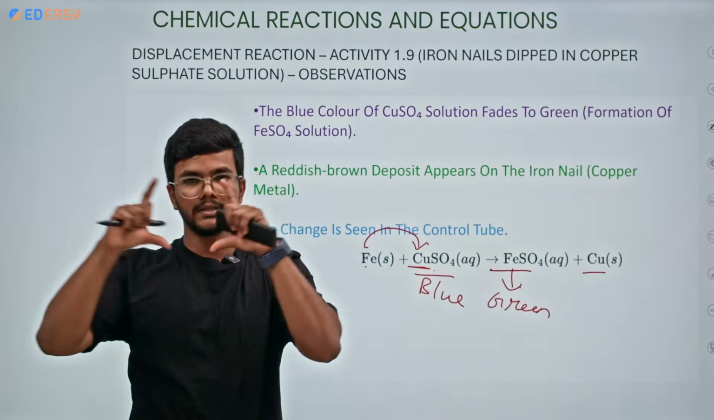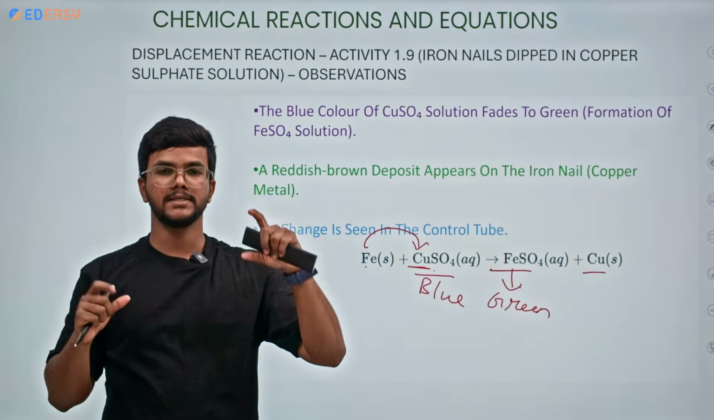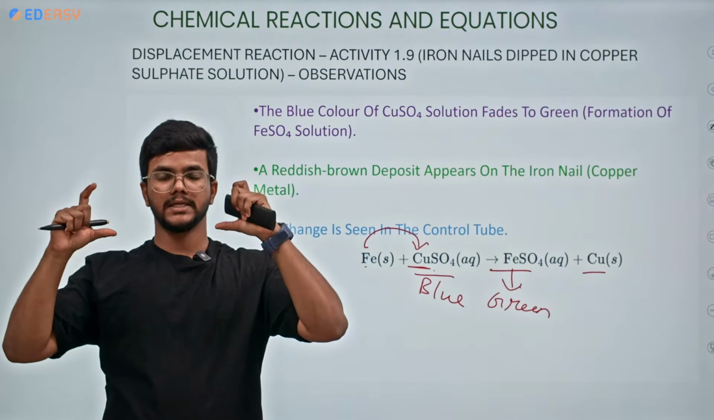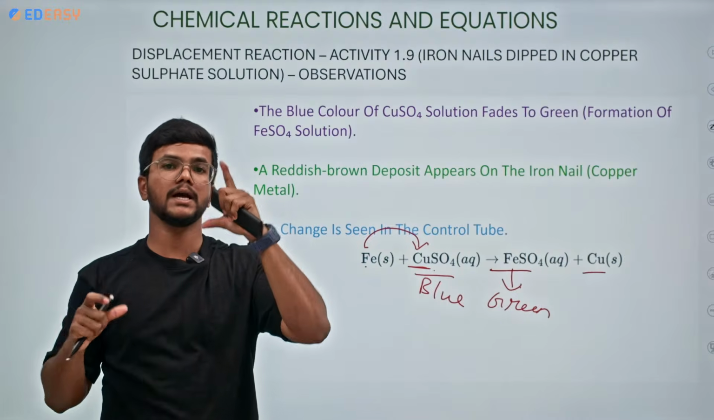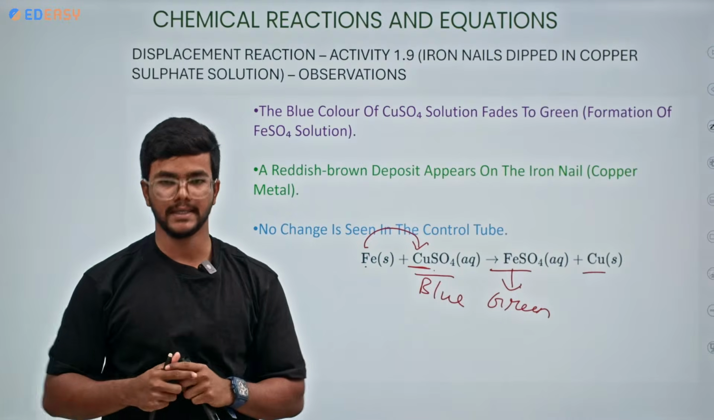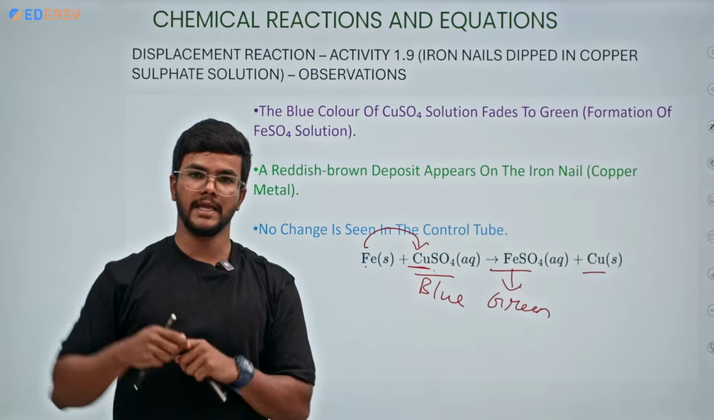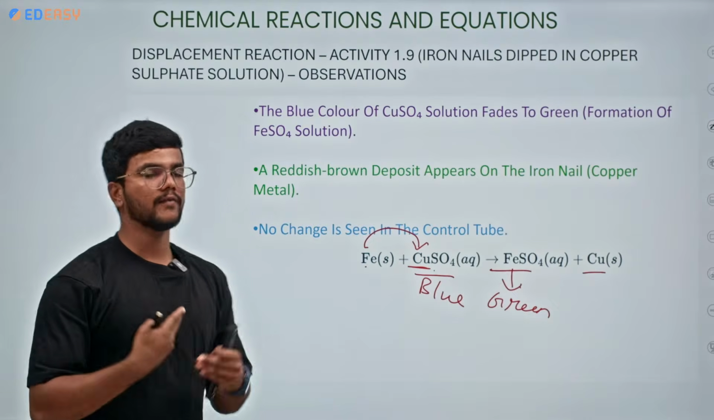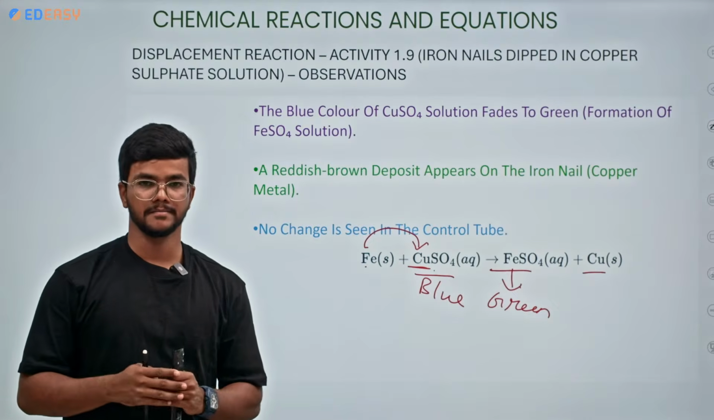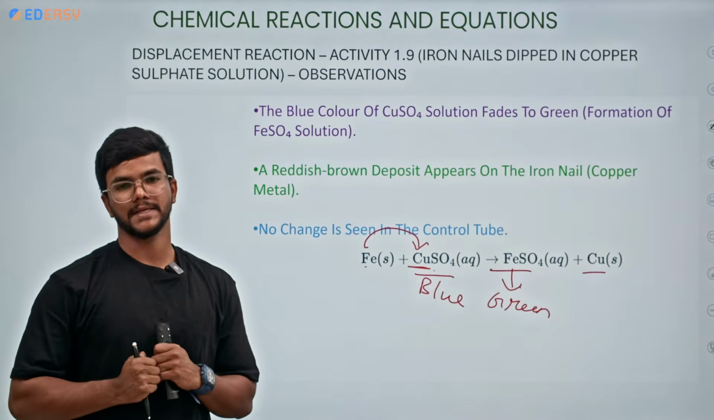When you compare both after 20 minutes, you can find the color change in the copper sulfate with the iron nail dipped in it. Why this type of change? This is called the single displacement reaction.